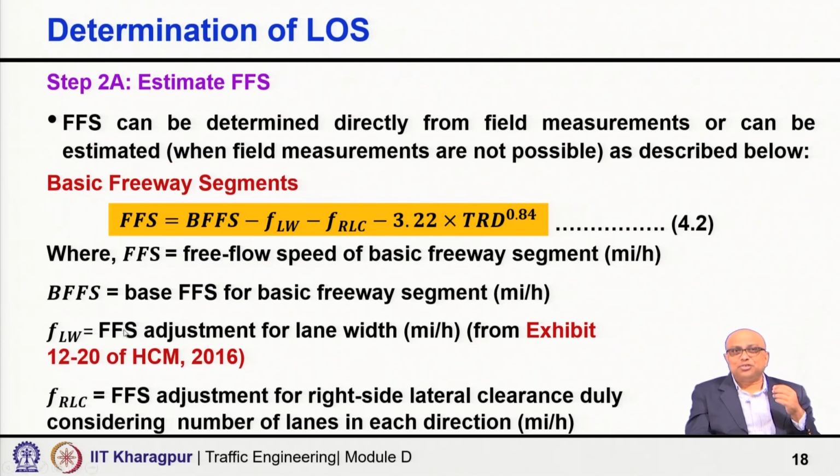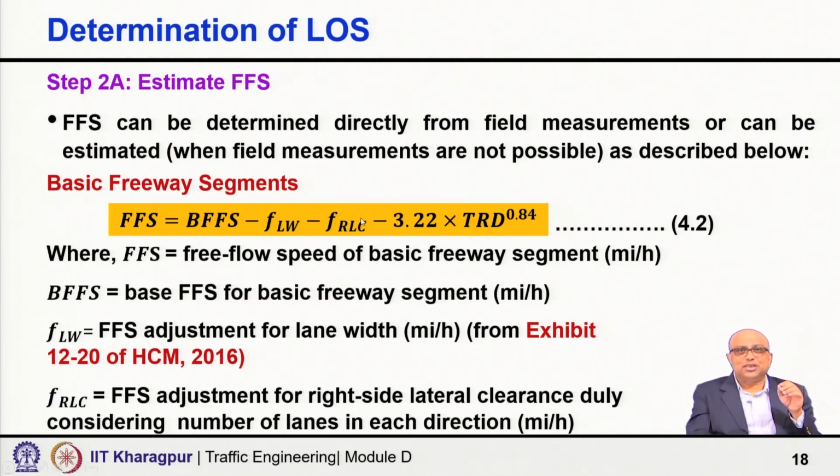These adjustments are done through this factor FLW, that means correction factor or adjustment factor. LW is lane width, and these corrections, how can we get them? There is an exhibit in Highway Capacity Manual 2016, exhibit 12-20, and this exhibit gives you a table. So, it tells you what is the lane width and what is the corresponding FLW value. So, simply go and pick up the value.